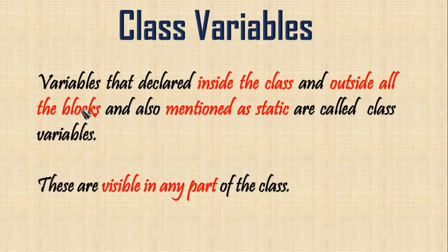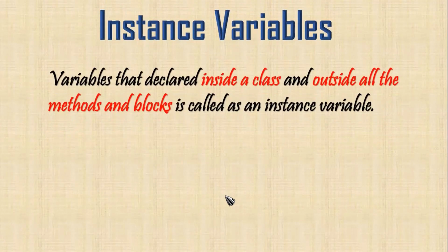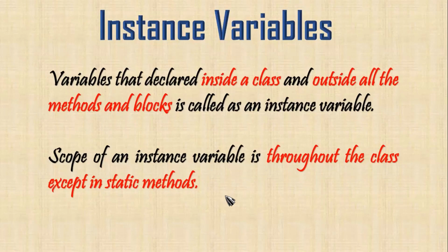So let us read once again. Variables that are declared inside the class and outside all the blocks, and also mentioned as static. So all this we have done. Then it is visible in any part of the program. Next, instance variable. Variables that are declared inside a class and outside all the methods and blocks are called an instance variable. So here the difference is we are not giving static. Scope of an instance variable is throughout the class except in static methods.